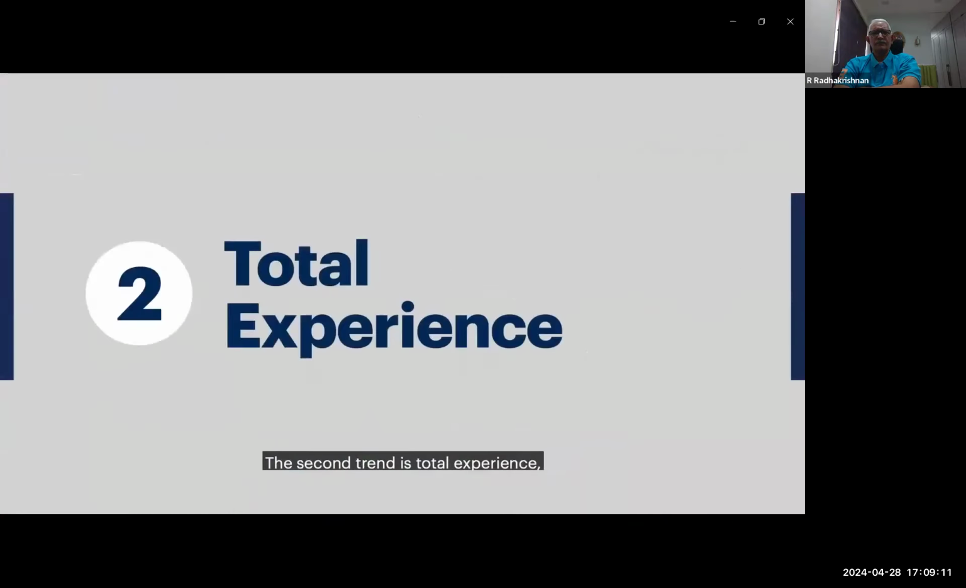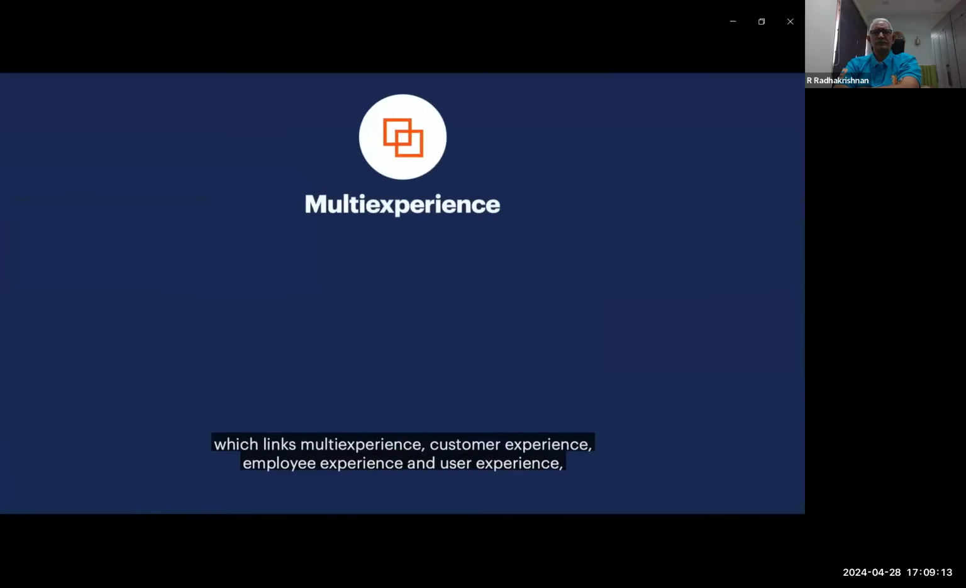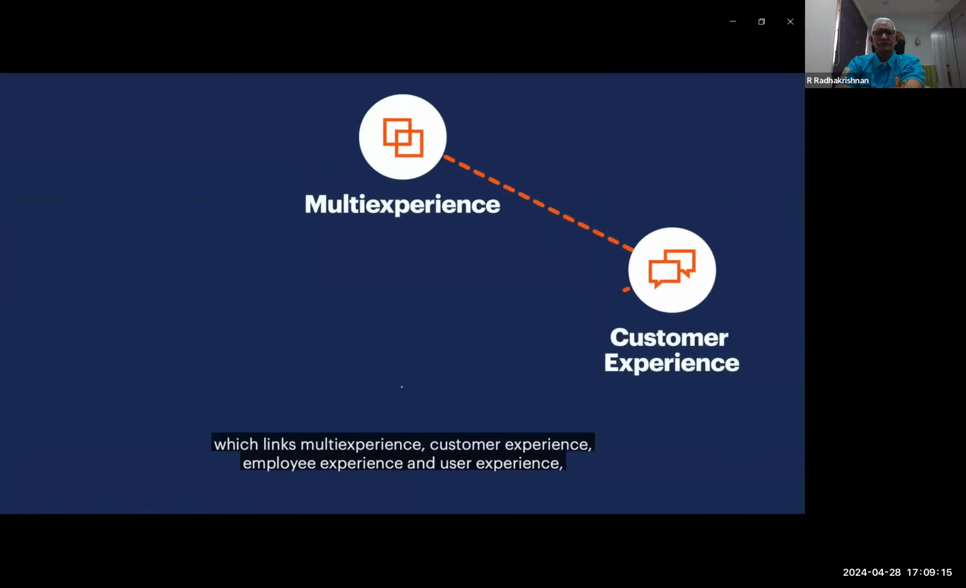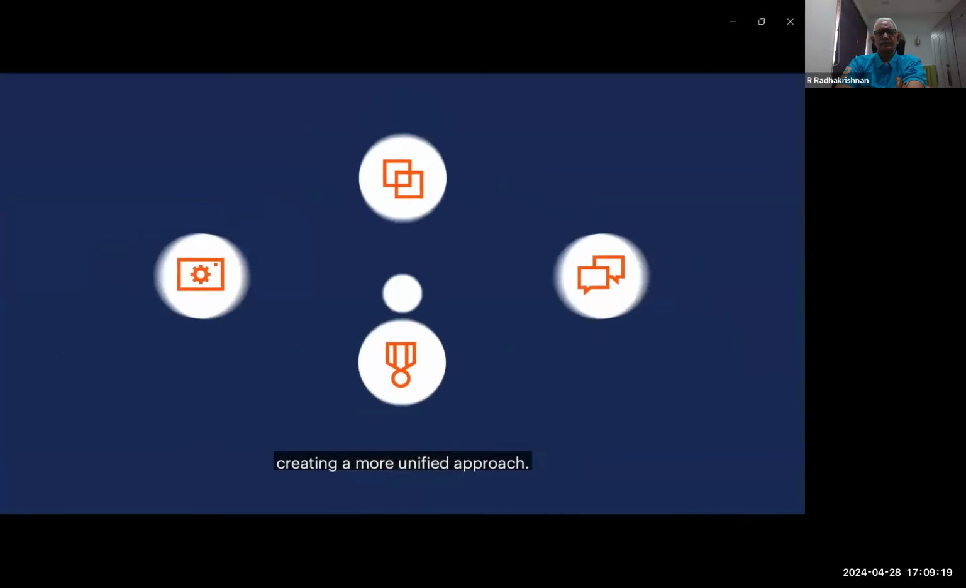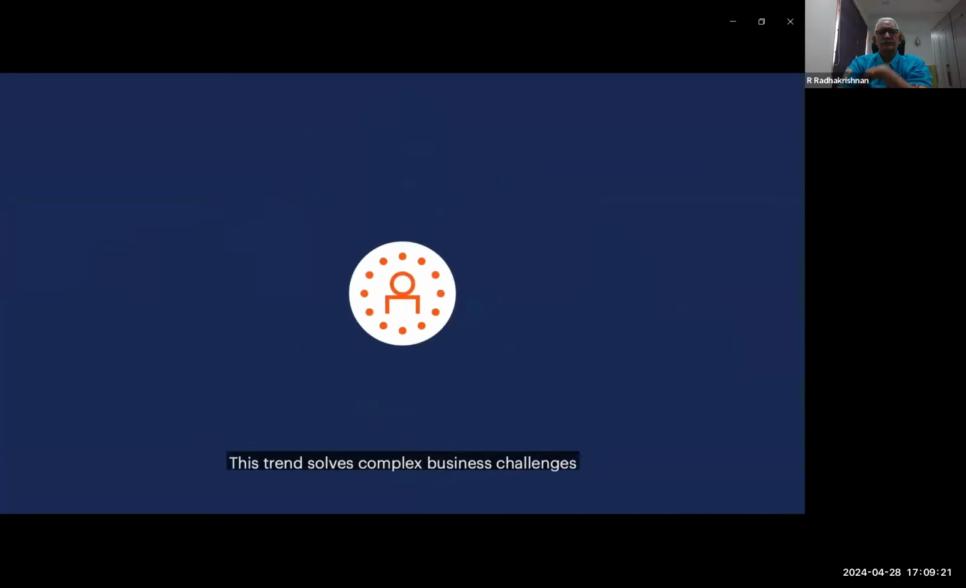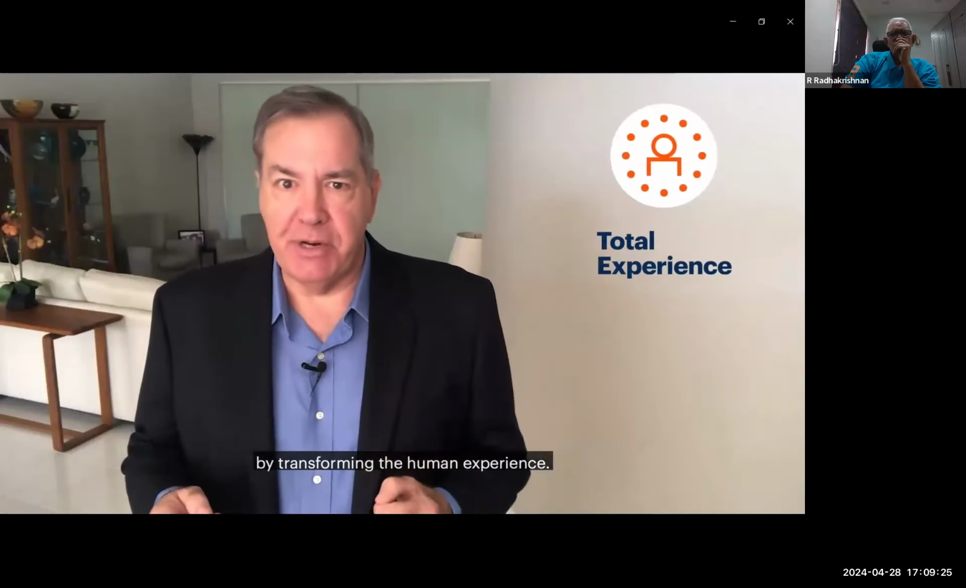The second trend is total experience, which links multi-experience, customer experience, employee experience, and user experience, creating a more unified approach. This trend solves complex business challenges by transforming the human experience.